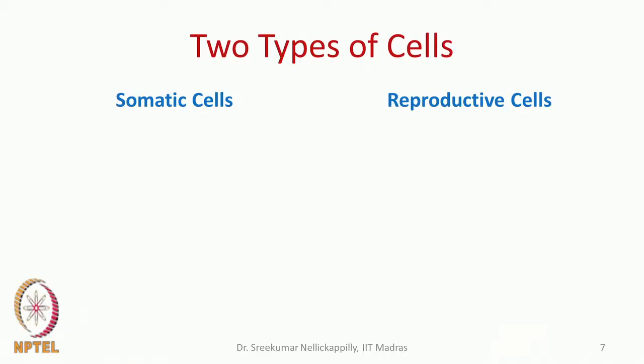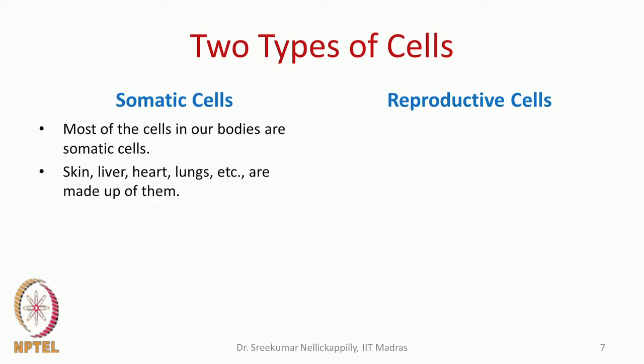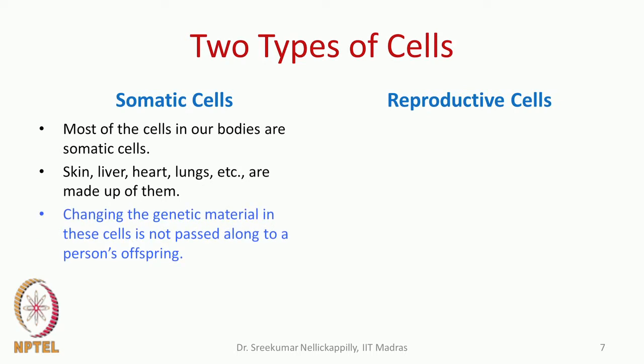And now, since I mentioned the two types of cells, the somatic cells, which I said are the body cells, and the reproductive cells, let us have a little more detailed explanation of these two. Most of the cells in our bodies are somatic cells, like our skin, heart, liver, lungs, etc. Changing the genetic material in these cells is not passed along to the person's offspring. So, whatever treatment a person undertakes will be confined to that particular person. This will not be passed on to the next generation, because that is basically done at the body level.